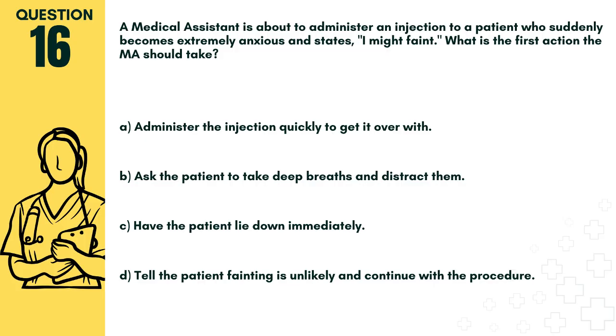Question 16. A medical assistant is about to administer an injection to a patient who suddenly becomes extremely anxious and states, "I might faint." What is the first action the MA should take? A. Administer the injection quickly to get it over with. B. Ask the patient to take deep breaths and distract them. C. Have the patient lie down immediately. D. Tell the patient fainting is unlikely and continue with the procedure.